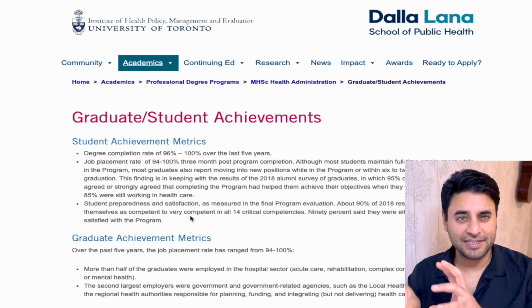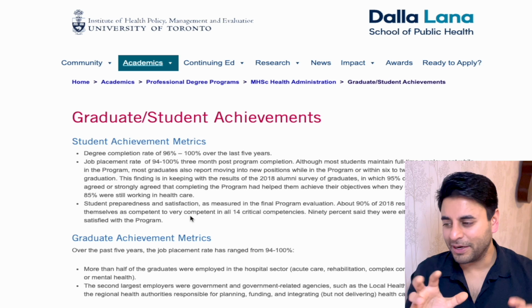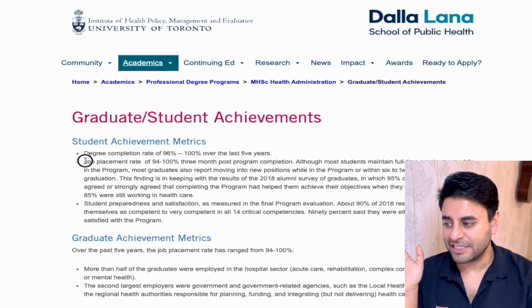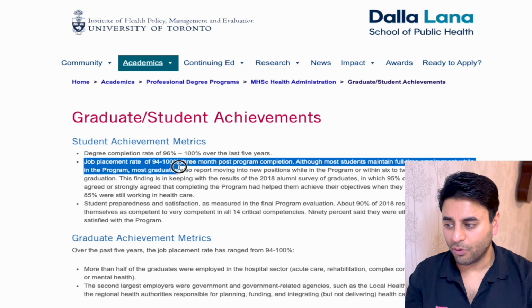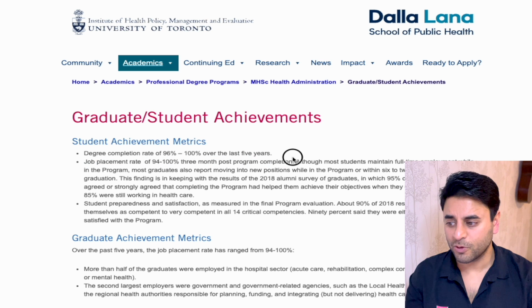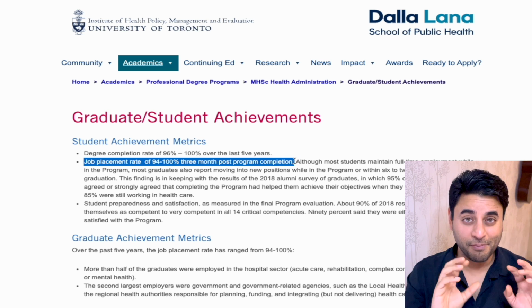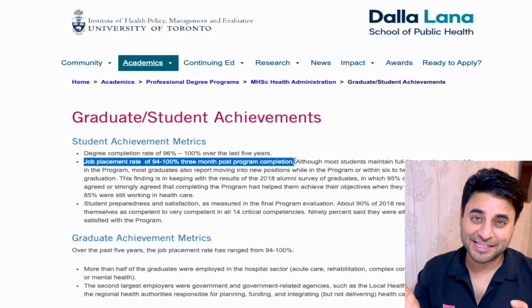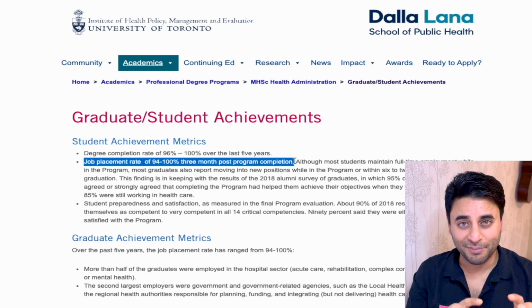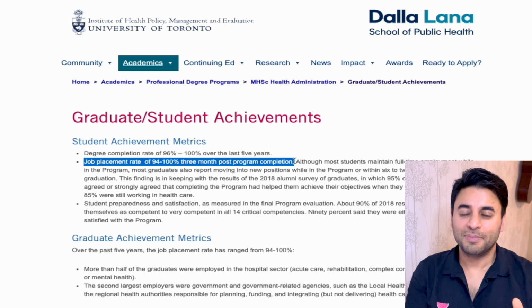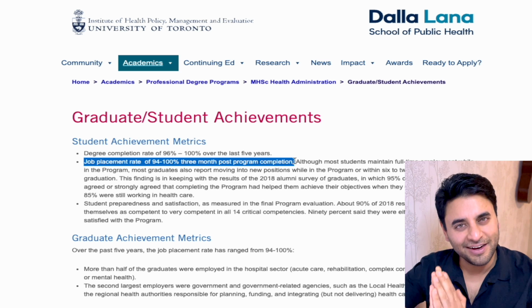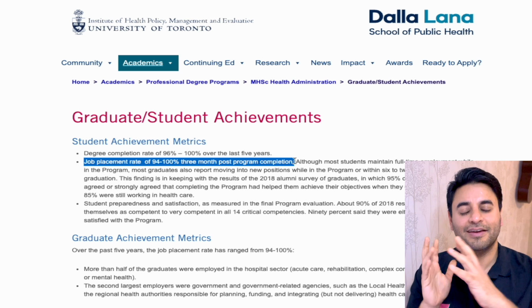So these kind of statistics give you a number approximately. Do not count it 100%. So it says job placement rate 94 to 100%, 3 months post program completion. Now most of the business schools as well as health administration schools will give you this kind of numbers, and they are true, but do not put yourself in that 100% list automatically.